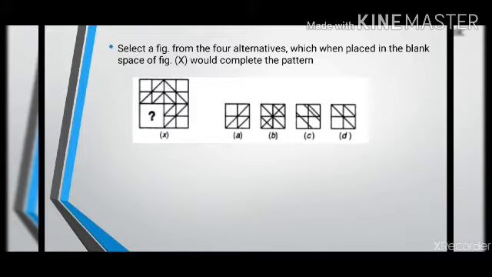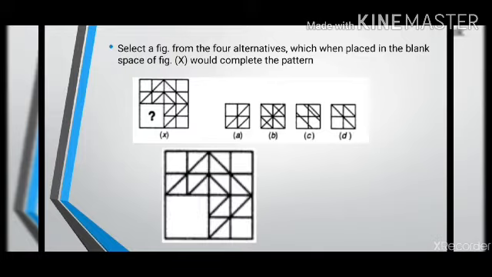In this question, figure X is given, wherein there is one question mark, one blank space, that you'll have to fill, and four options are there, A, B, C, D, from which you will have to select one option. Now in figure X, as you can see, there are four divisions. Now I'll find out what pattern is being followed in every single box of them. There are four quarters, as you can see.